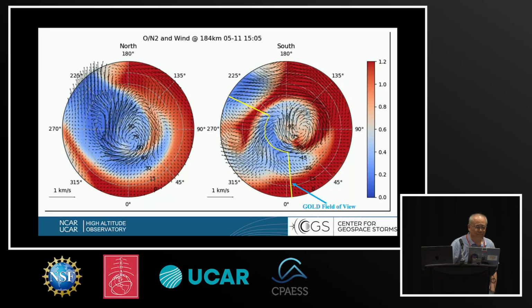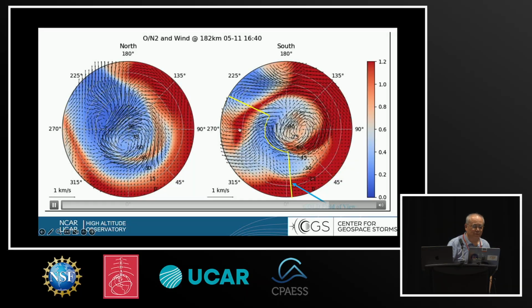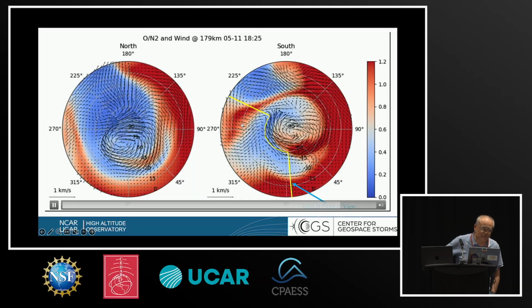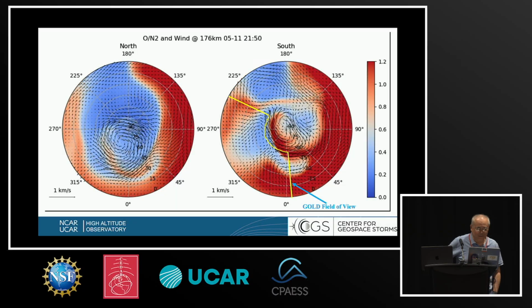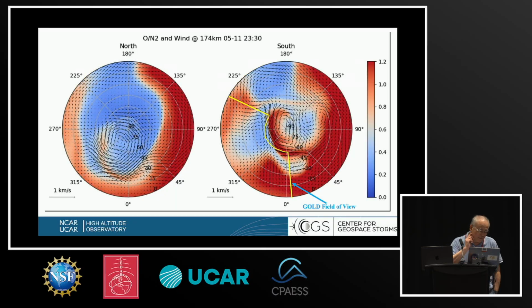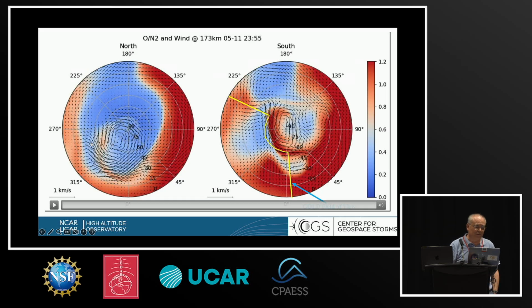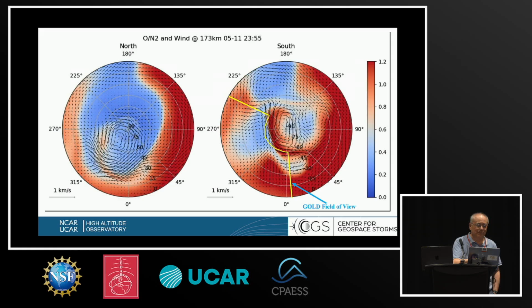And in the southern hemisphere, we do produce this kind of vortex structure, but unfortunately, we couldn't reproduce it in the northern hemisphere. So we didn't write a paper and report that because we only produced one hemisphere. But anyway, this is the O to N2 variation. You do see the large scale changes or global scale changes, as well as some small structures. But that's about it. That's what I want to say.